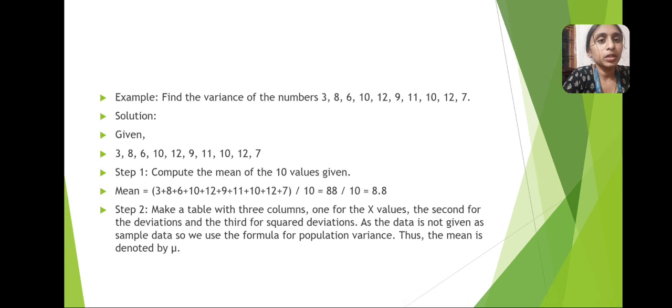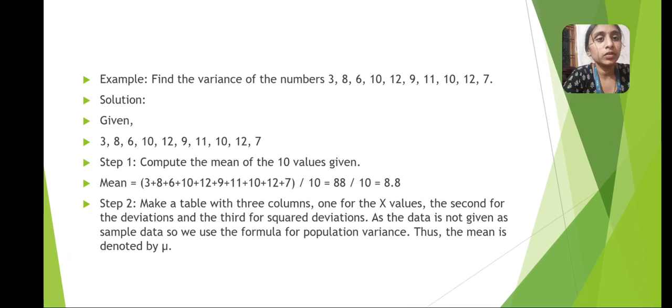For example, find the variance of the numbers 3, 8, 6, 10, 12, 9, 11, 10, 12, 7. So the given data is these numbers. Then the mean of the 10 values is given by the addition of all those numbers divided by the number of values, which is 10. So 88 by 10 is 8.8.